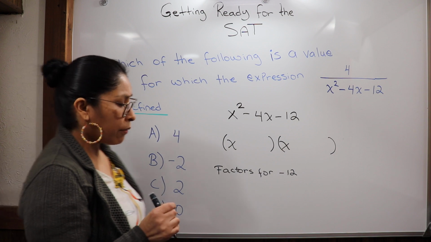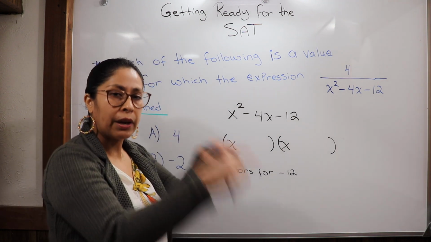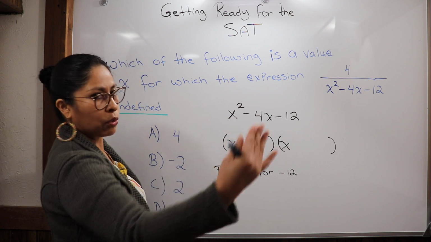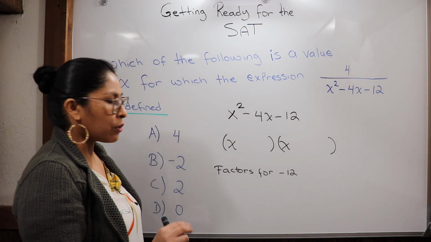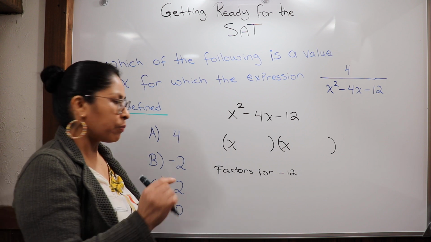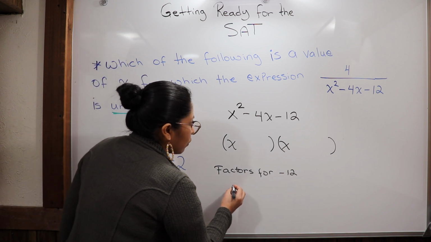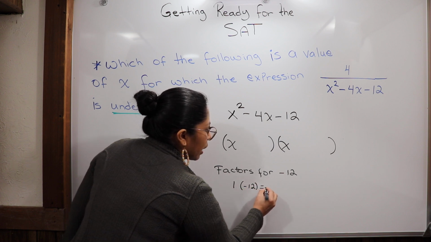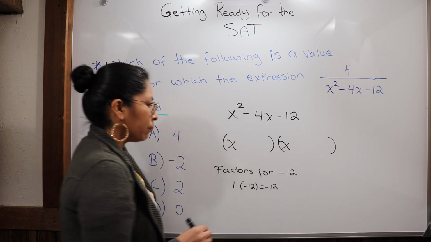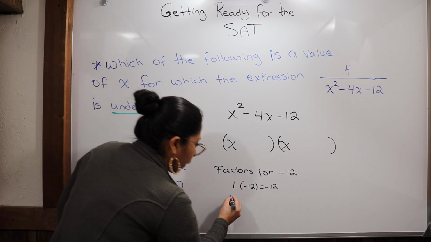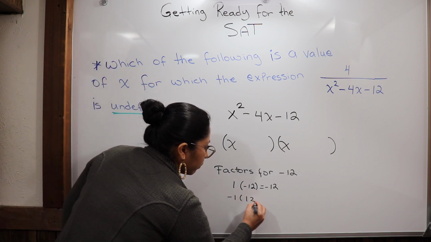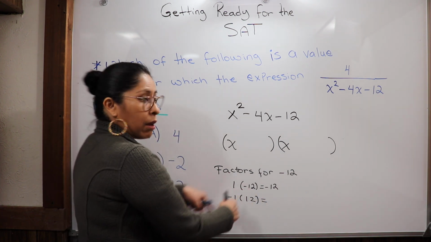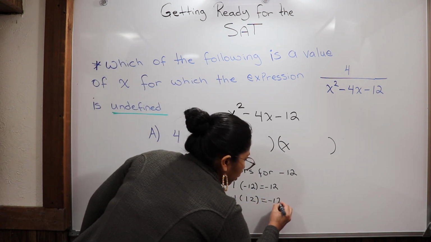In order to get a negative number, I need to multiply a positive and a negative, or a negative and a positive. So I'm going to start with the first 2 factors, 1 and 12. But remember, I'm trying to get a negative, so 1 must be negative and the other one has to be positive. So it's going to be 1 times negative 12. It's going to be negative 12, so we're good right here. But what happens if I multiply negative 1 times 12? I'm still going to get negative 12, so I must include both.